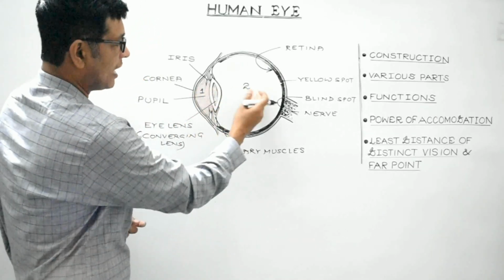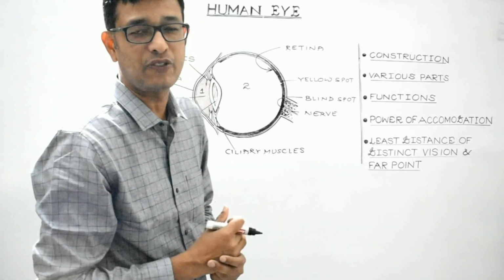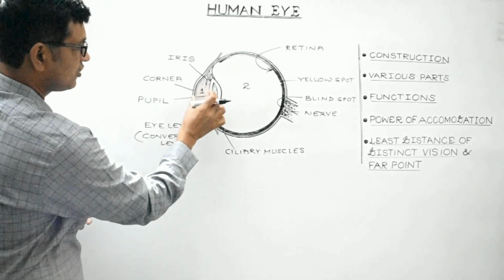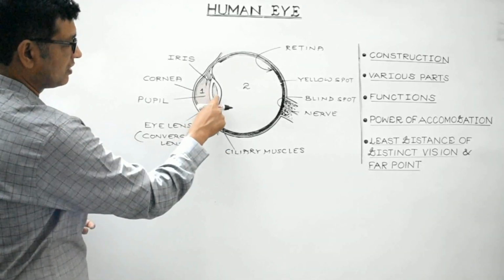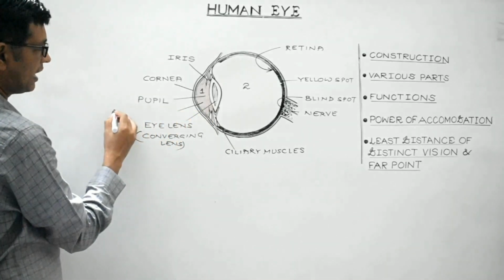And these are the two chambers which contain two different fluids of almost the same refractive index. One is known as the aqueous humor. This chamber, which is between the crystalline lens and the cornea, contains fluid which is known as aqueous humor.